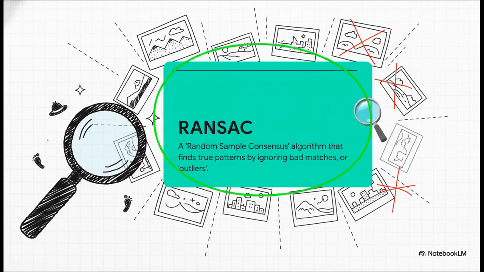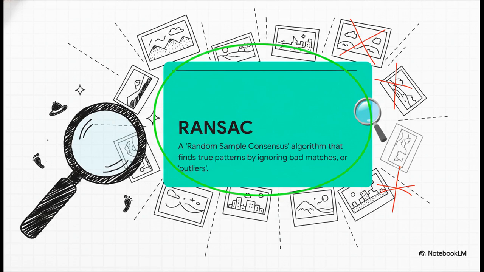The solution is this brilliant algorithm called RANSAC. Think of it like a detective with way too many clues, and most of them are false leads. Instead of checking every single one, the detective grabs a small, random handful of clues and builds a theory. Then it checks how many of the other clues also support that theory.